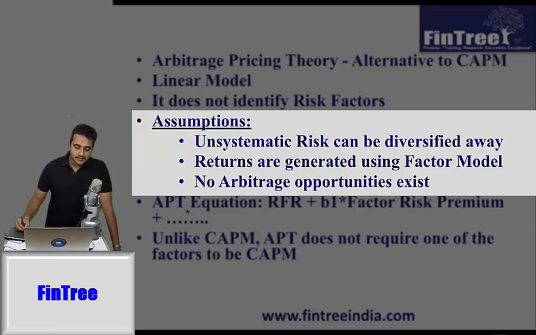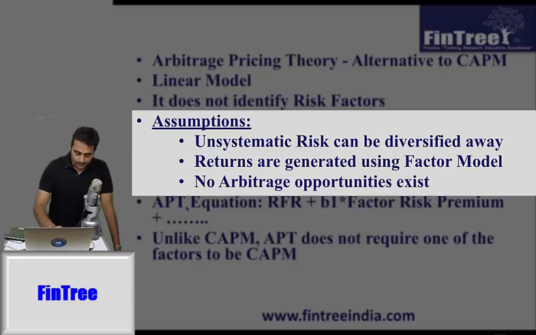Second, it says returns can be generated using a factor model. So it essentially says that APT should work. That means return is a function of how much risk you have taken on multiple fronts. And number three, if we enter into a scenario where the returns being offered are more than what is appropriate for that level of risk, or less than what is appropriate for that level of risk, then there would be an immediate arbitrage which will eliminate all future arbitrage opportunities, similar to what we've seen in a lot of other arbitrage discussions.